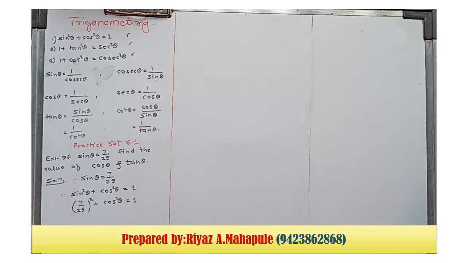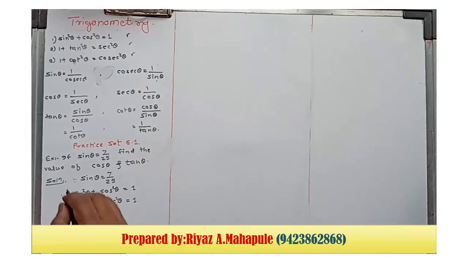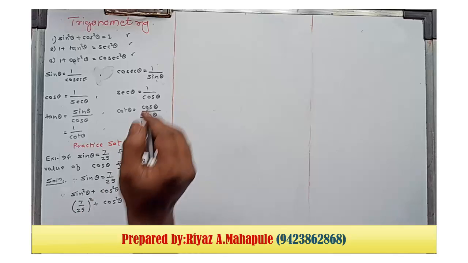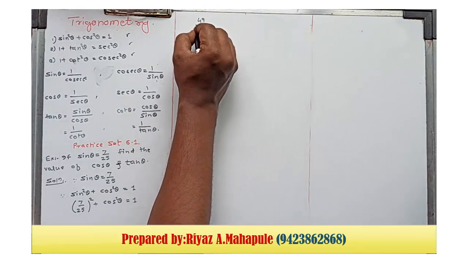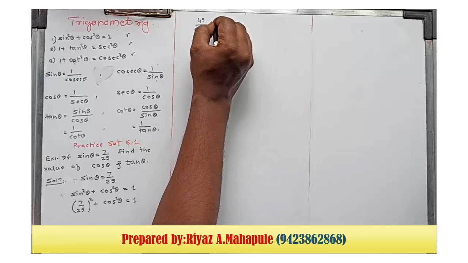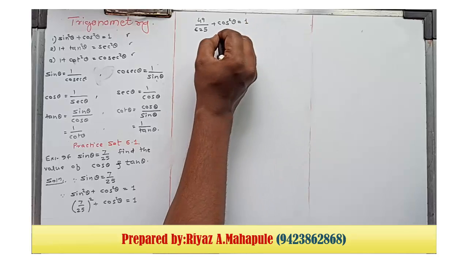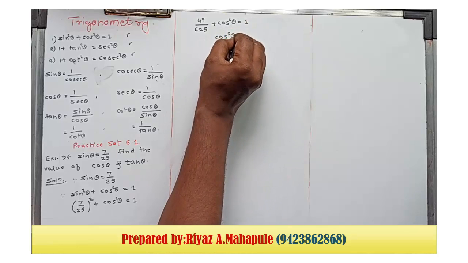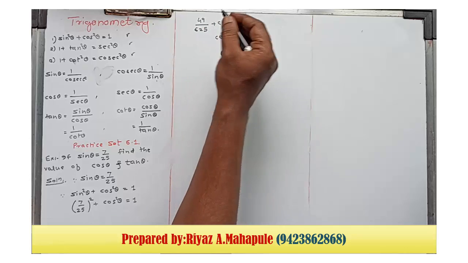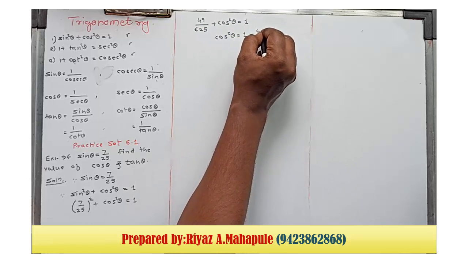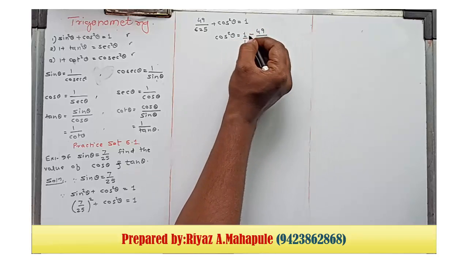So cos square theta, the value for cos square theta: first we find the square of this 7 upon 25. So 7 square is 49, upon 25 square, that is 625, plus cos square theta is equal to 1, and therefore cos square theta is equal to 1 minus 49 upon 625. On the right hand side it comes as minus 49 upon 625. This 1 is nothing but 1 upon 1 we can take.